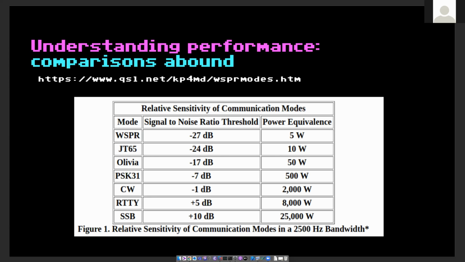If you have 5 watts on WSPR, then, give or take, all other things being equal, with a little waving of the hands here, we can imagine that has roughly the same ability to make contact or deliver the message as SSB on 25 kilowatts. So this I think explains a lot of the popularity of these things. But I don't think just the weak signal performance is enough to make digital modes interesting. They're interesting in their own right for all kinds of other reasons too.